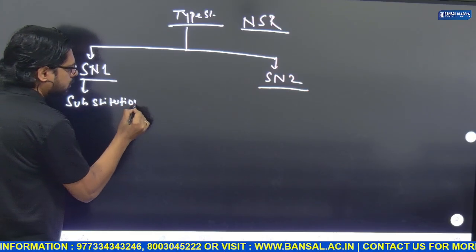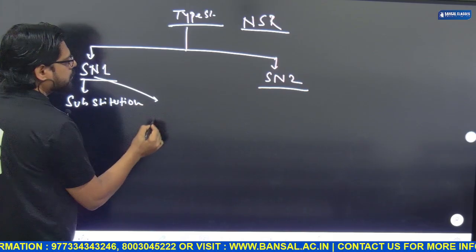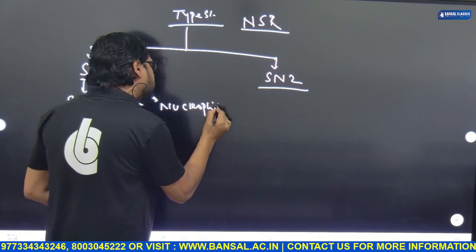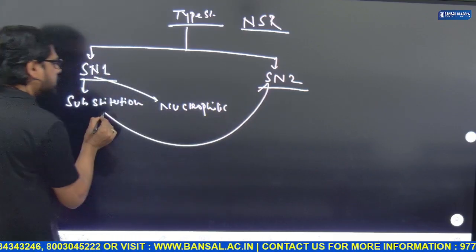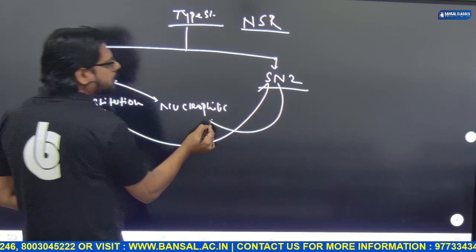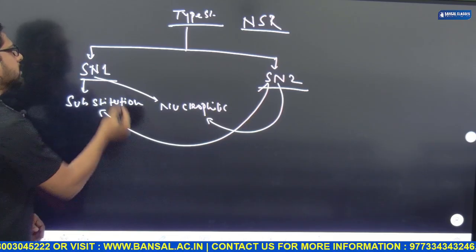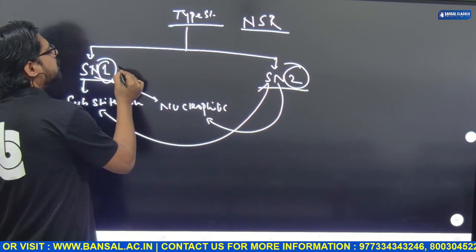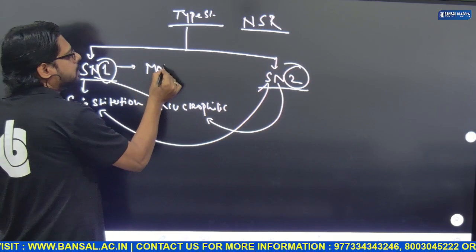We have already learned what is substitution. N stands for nucleophilic. Now here also S stands for substitution, N stands for nucleophilic. Now what do this 1 and 2 represent here? 1 and 2. This is molecularity.